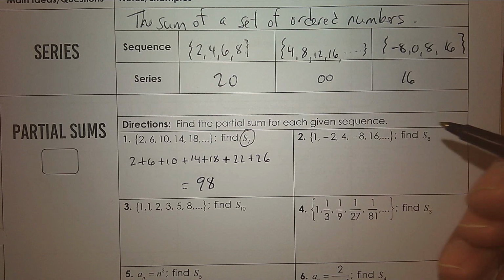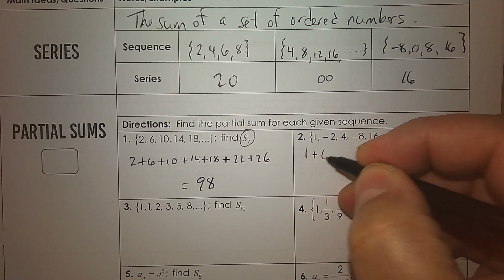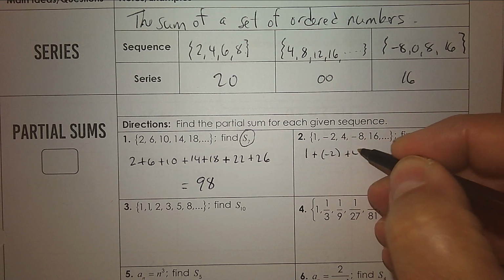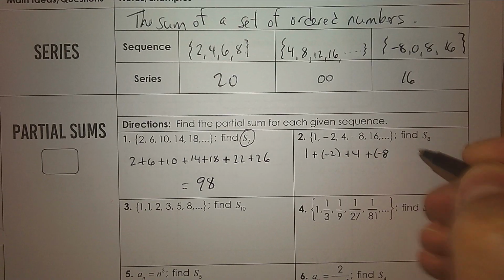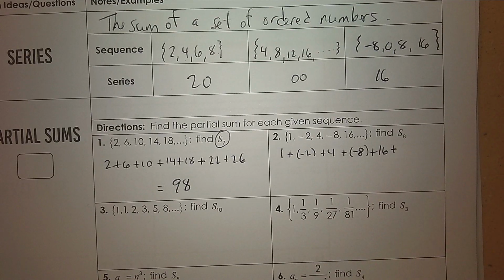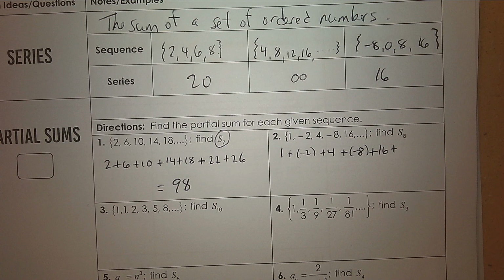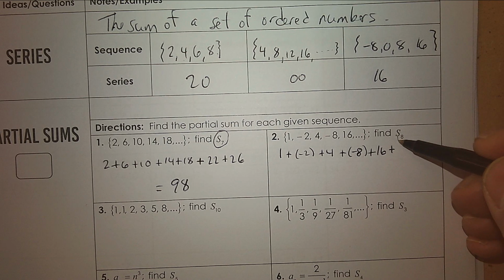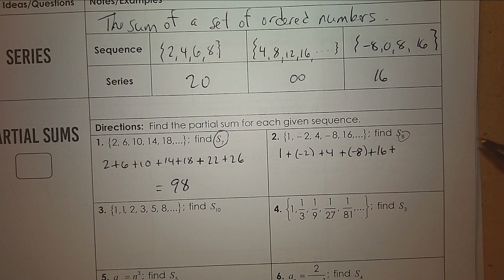The next one. 1 plus negative 2 plus 4 plus negative 8 plus 16. So I ask an important question. Is this series arithmetic? Why is it not? There's no common difference, right? So you're right, Chris. Do you see a rule I can use so I can find how many terms I need?